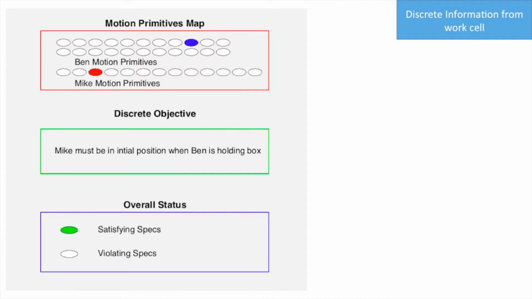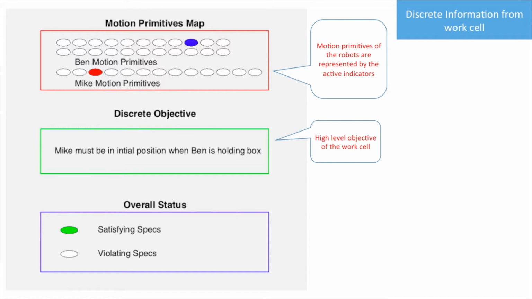The second section records the discrete information from the work cell. This information includes the motion primitives of the two robots. A certain circle is lit to indicate the motion primitive Ben or Mike is in. Discrete information also indicates the discrete objective that we discussed in the last section. And at the bottom part of the display is the overall status. This shows if the work cell is satisfying or violating the discrete objective.